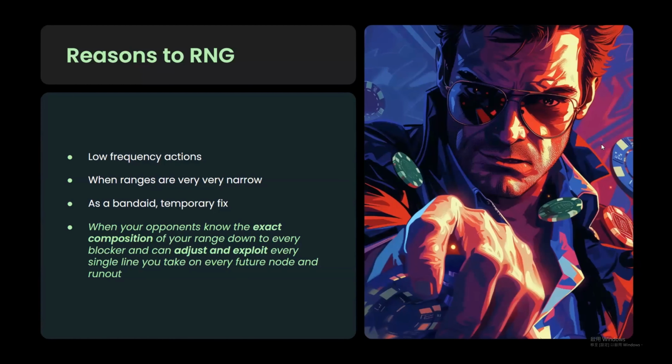Also, when ranges are very, very narrow, think about a called 4-bet pot where your range is a ton of ace king, right? Maybe it could be argued that it would be reasonable on some flops and turns with your ace king to do some type of RNG, for example, as a band-aid temporary fix.